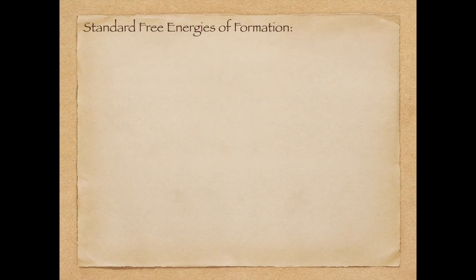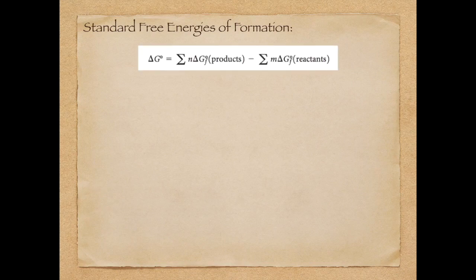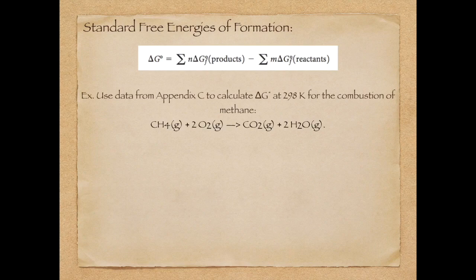So another way of calculating your change in Gibbs free energy for a reaction is by using the standard free energies of formation. Now, this equation should look extremely familiar to you. We did it for enthalpy changes, we did it for entropy changes, and now we're going to do it for Gibbs free energy. So let's look at an example. It asks you to use the data from Appendix C to calculate your standard change in Gibbs free energy at 298 for the combustion of methane.